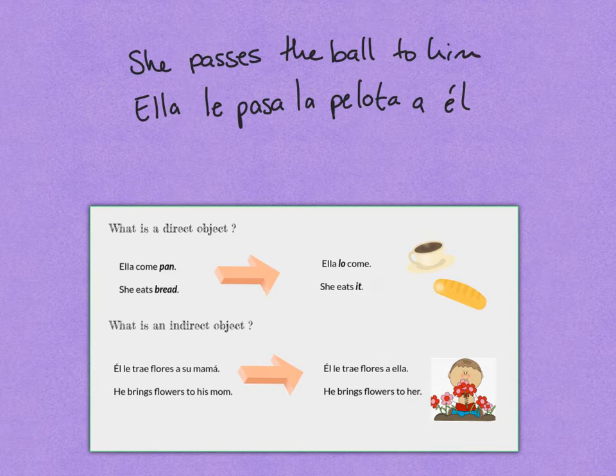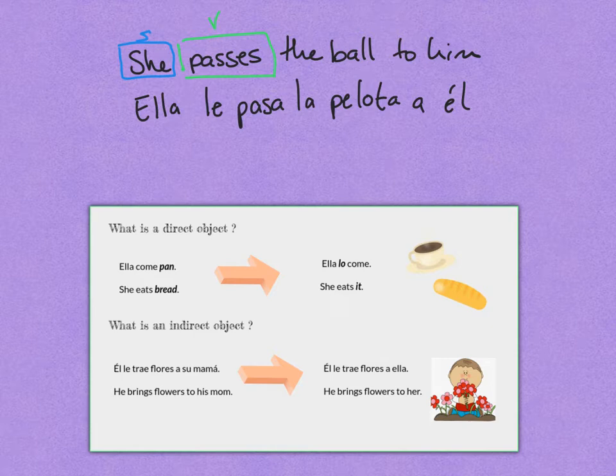Now, in these phrases, we know from what we've looked at already that the subject pronoun is the one that answers the question who. So who passes the ball to him? It's she, so that's our subject. And we know that the verb is the action. So in this case, it's passes, so that's the verb.